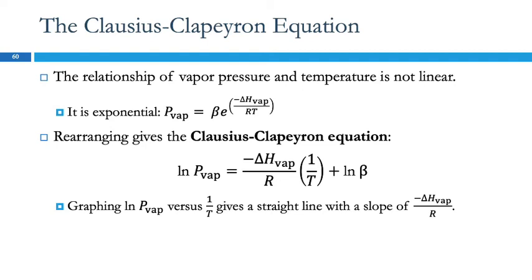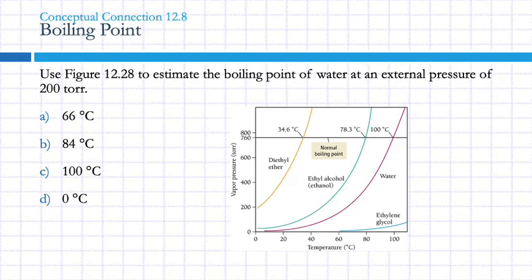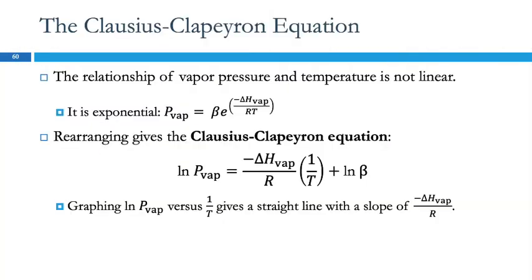So as we see from that graph, the relationship of vapor pressure and temperature is not linear. Let's just go look at that again. This is not a straight line. Come on, pointer. This is not a straight line. None of them are. Here's ethylene glycol. That's what's in radiator fluid, antifreeze. So it's not a straight line.